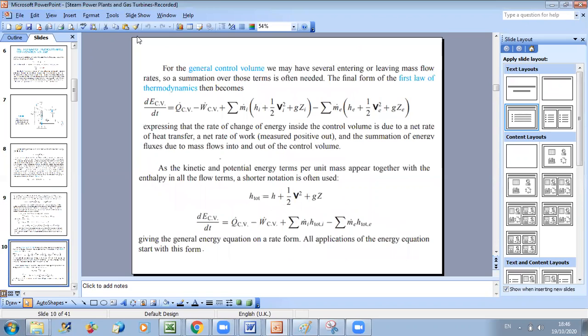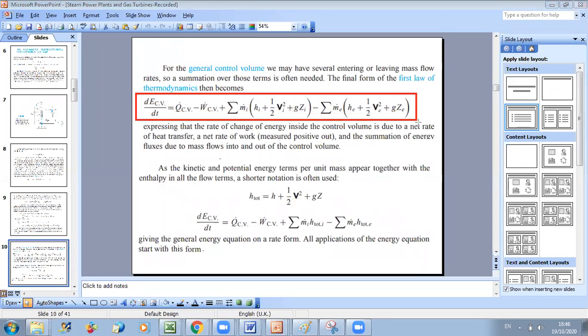So this is the general rule. If you have several inlets and several outlets, you can put your equation into the following form. The only modification is that you will do a summation of m_i times h_i plus half v_i squared plus g z_i. So if you have several inlets, we should sum the energy that is getting in, and if you have several outlets, you should also do the summation. In general, if we have one inlet and one outlet, there is no need to do any summation.